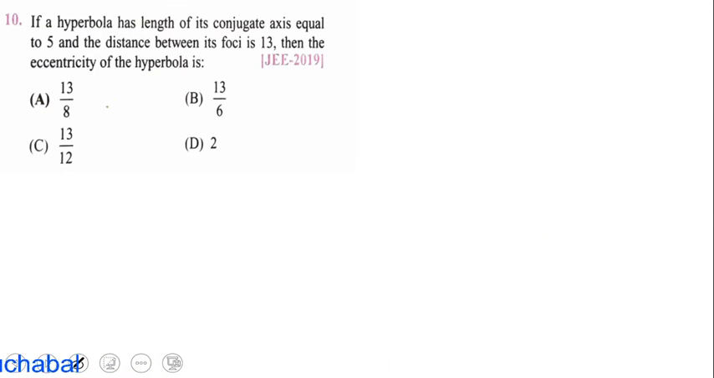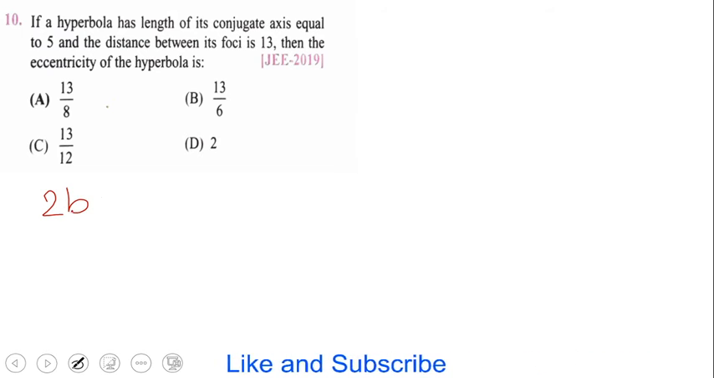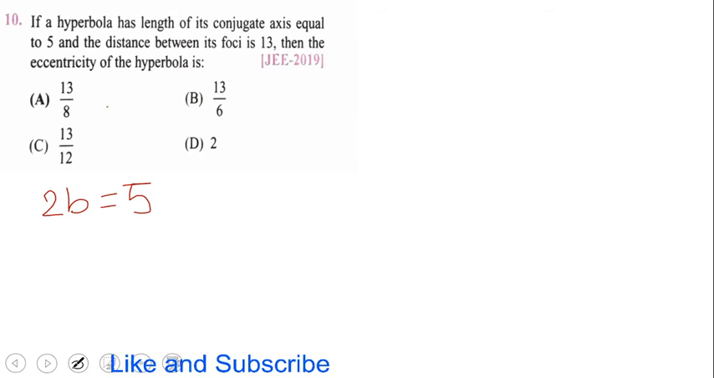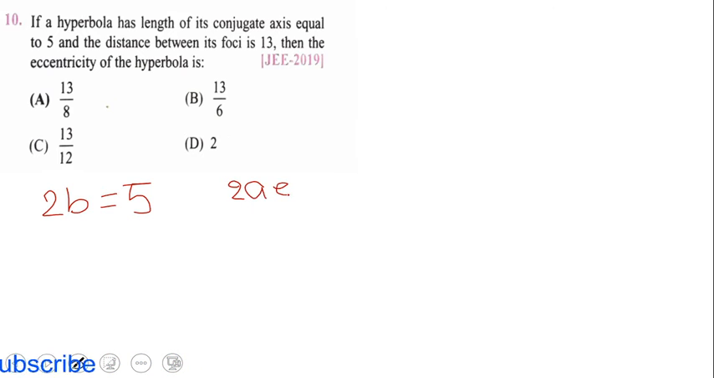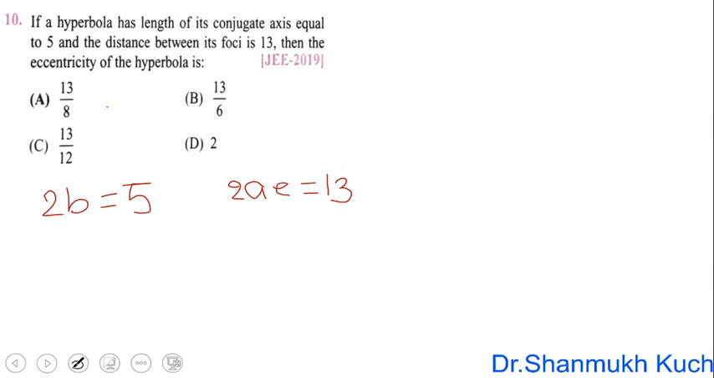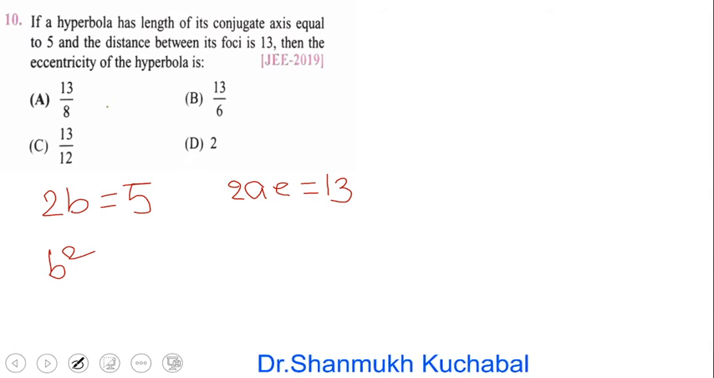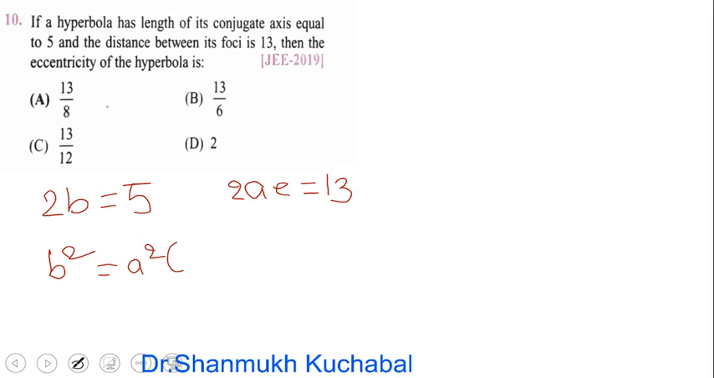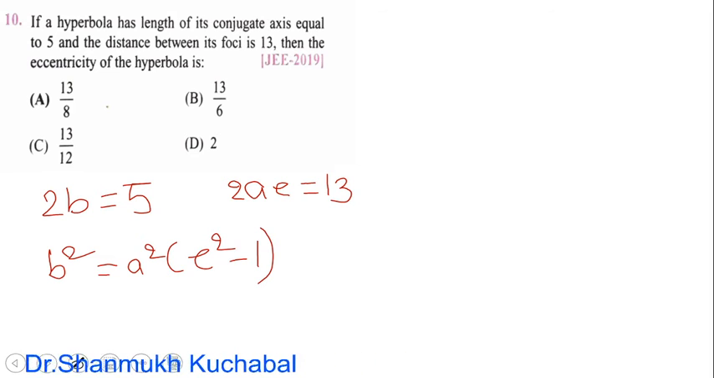Okay, so we'll move to the next example, example number 10. The question is, if a hyperbola has the length of its conjugate axis equal to 5, the conjugate axis formula is 2b equal to 5. The distance between the foci is 2ae, equal to 13. Then I use the relation between a, b and e, given by the formula b square equal to a square (e square minus 1).